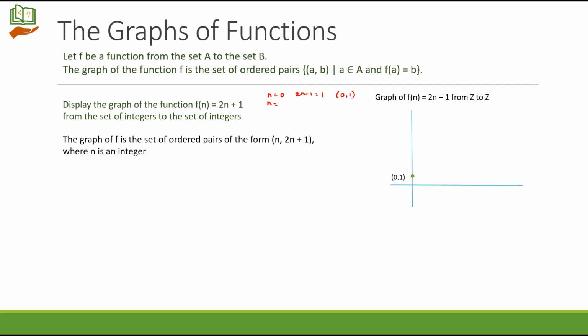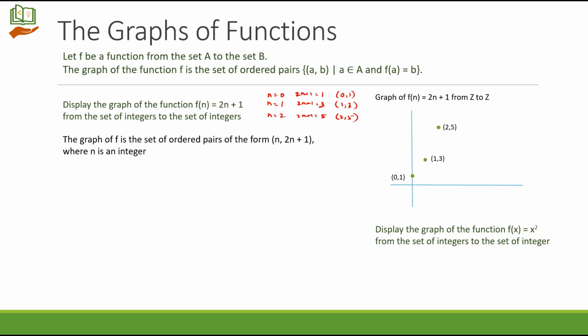Then we have n is equal to 1. So 2 into 1 will give 2, 2 plus 1 will give you 3. So this is (1, 3). Then we have n is equal to 2. 2 into 2 is 4, 4 plus 1 will give you 5. So we have (2, 5). So this is how we will be plotting in a graph. Now we will get on to the next example.